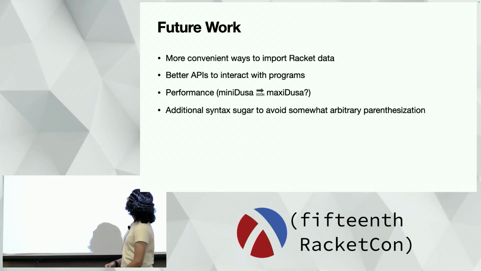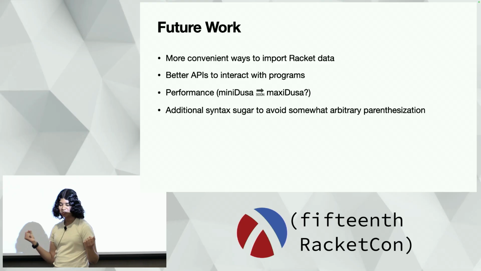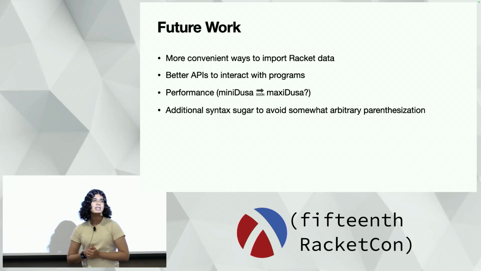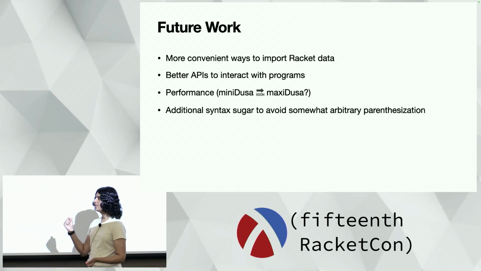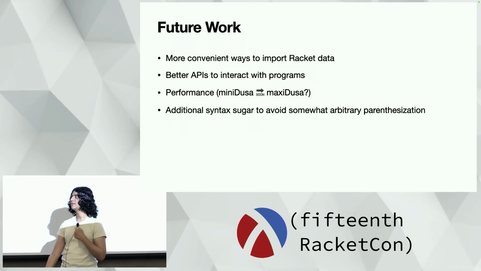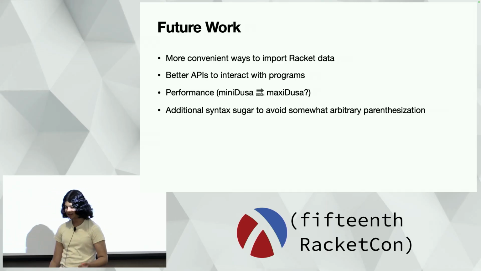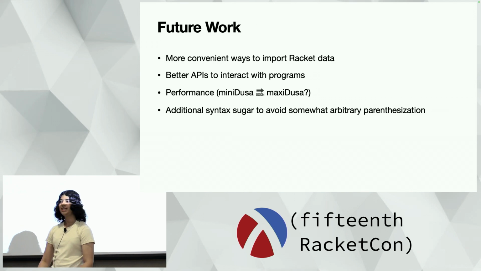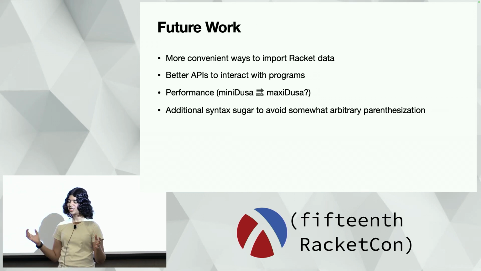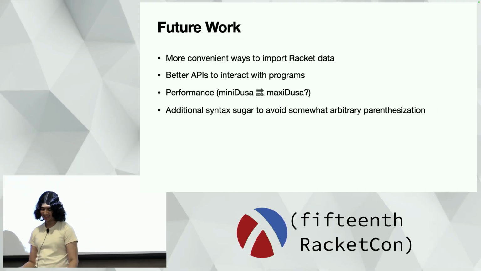So that is about it for the current state of miniDusa, and we want to talk about future work. The current ways to interact with miniDusa are somewhat limited, and we want to make sure there are easier ways to pass in data from Racket and interact with the program's output using a better API than just looking at a bunch of facts. And our main thing is performance. miniDusa is pretty slow compared to regular Dusa, and we want to make that less the case.